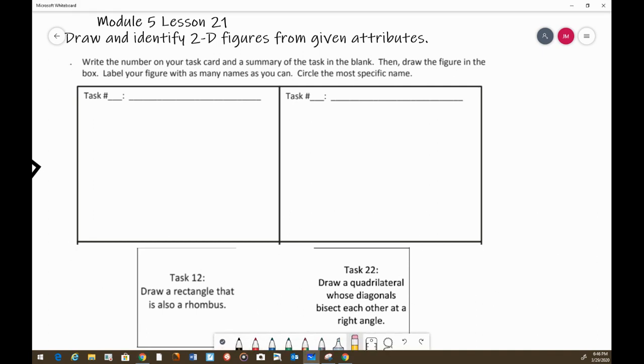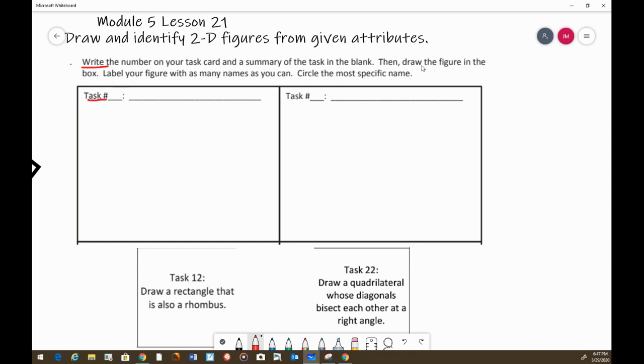Let's look at how many actions we have to take. Right here: write the number. Let me select a nice color here. Write the number on your task card and a summary of the task in the blank. So we have to write all that in here. This is the blank where we write it down.